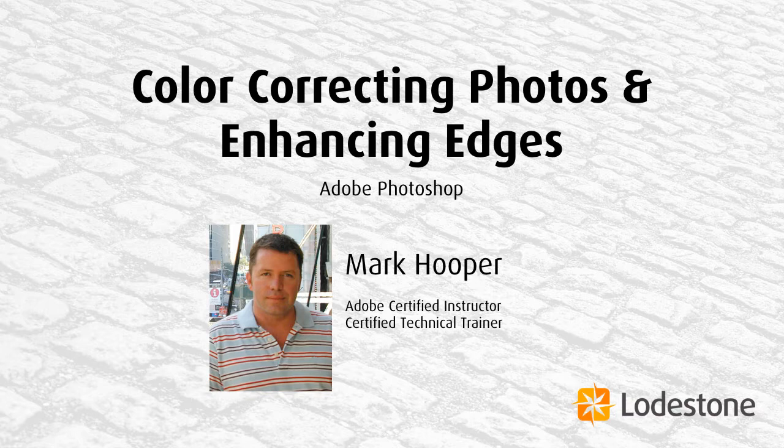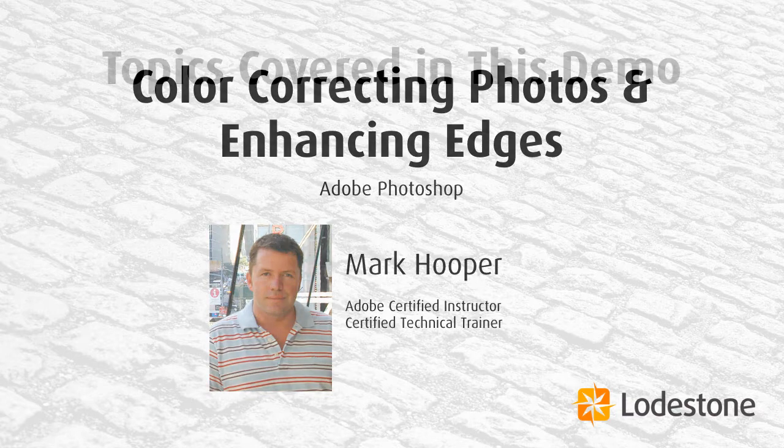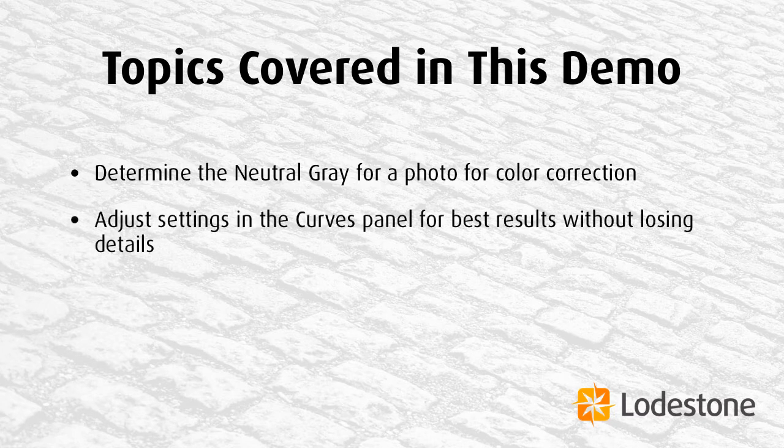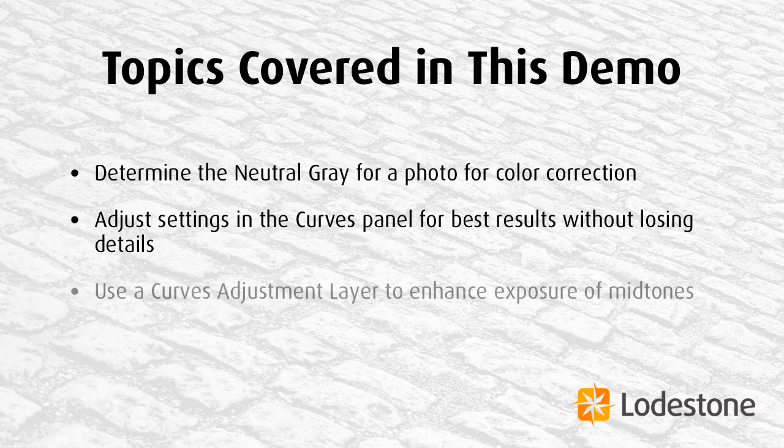We're going to work in Adobe Photoshop, and I want to show you how to make color corrections to your photos, and also I want to share a technique that I was playing around with for enhancing edges of certain areas of a photograph. So the things we're going to cover in this demo include how to determine neutral gray for a photo and use that area to make your color correction. Also, we're going to adjust settings in your curve panel for best results without losing details in the white and black areas of the photo.